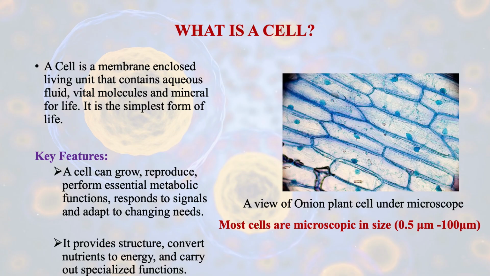So cells provide the structural and functional unit to all living organisms such as animals, plants, monkeys, and bacteria, and the cell is the smallest unit. It means we cannot see a cell with our eyes because cells are microscopic in size. The average size of a cell is about 0.5 micrometer to 100 micrometers. Unicellular organisms are smaller than eukaryotic cell organisms.